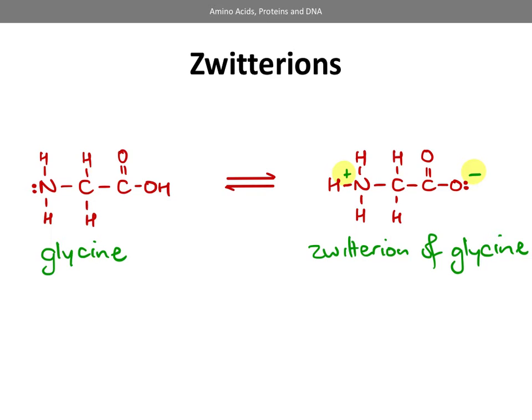The charges on Zwitterions also mean that amino acids can move in an electric field. And this property is the basis of their separation by electrophoresis. They can also be separated using thin layer chromatography, but that will be covered in the chromatography video.